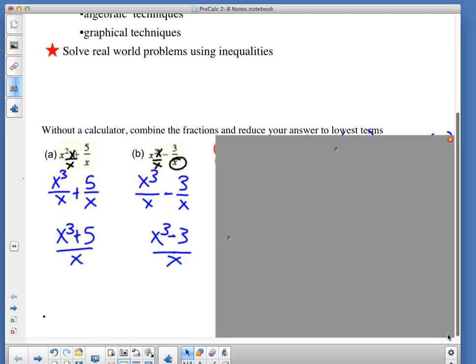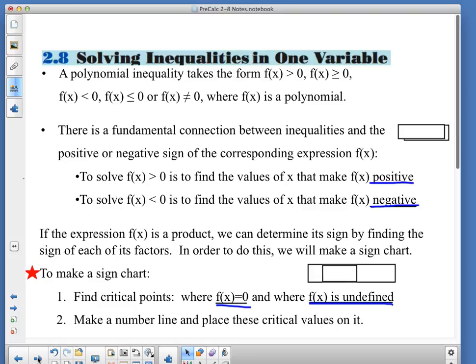Okay? Now, going on to our next page, if it actually moves. Okay, we're looking at solving inequalities in one variable. I'm going to show you using sign charts, algebraic techniques, and graphing techniques how to do these. Okay, so a polynomial inequality takes the form of f of x is greater than 0. Remember, that's a positive answer. F of x is greater than or equal to 0. That's 0 or a positive answer.